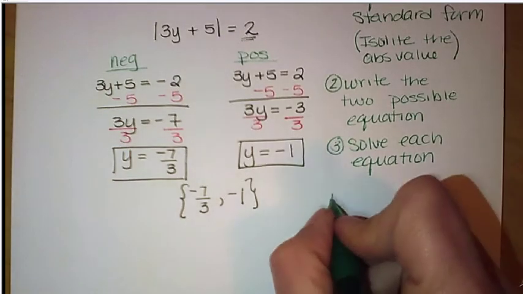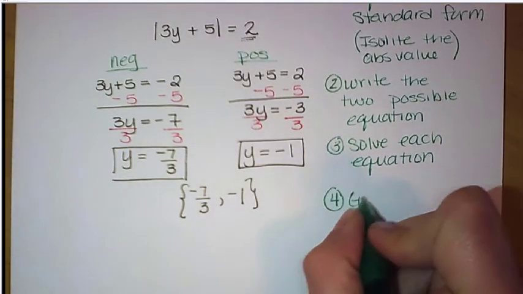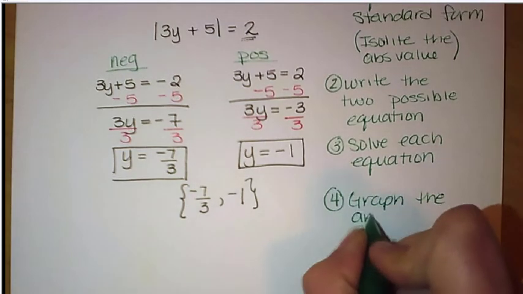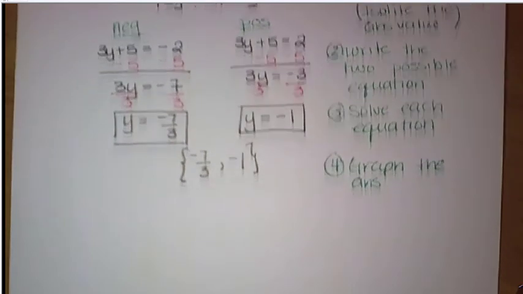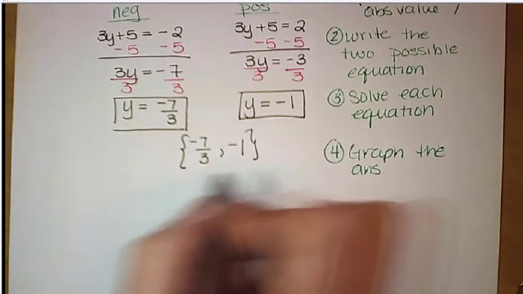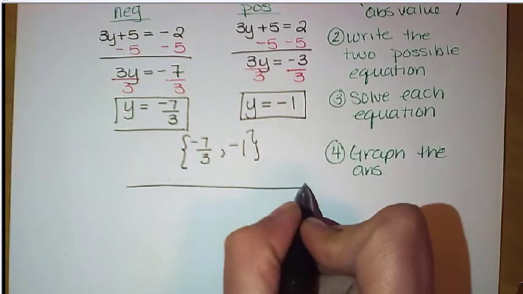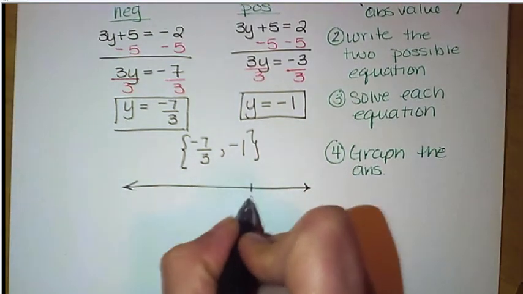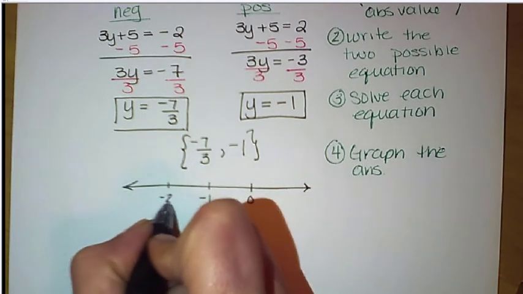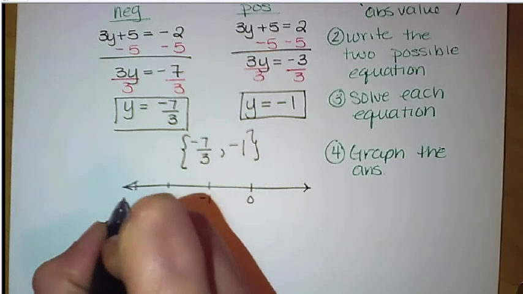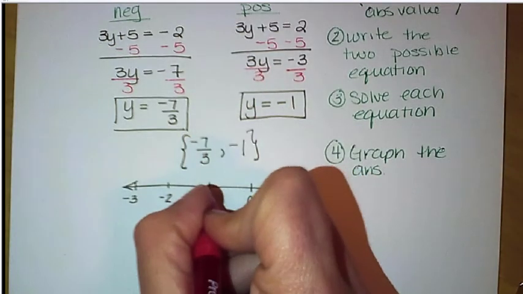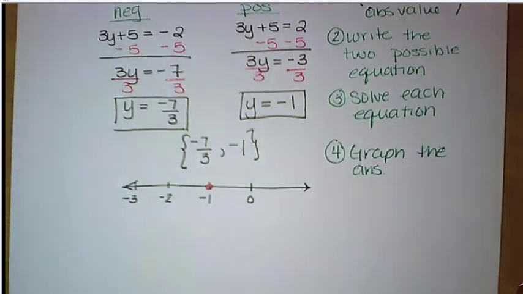So the last step you have to do is graph the answers. And this is actually not too difficult to do. We're just going to put dots on our graph for where these two answers are. Okay, so here is 0, here's negative 1, here's negative 2, and here is negative 3. Negative 1 is obviously right here, so we're just going to place a dot right at negative 1.